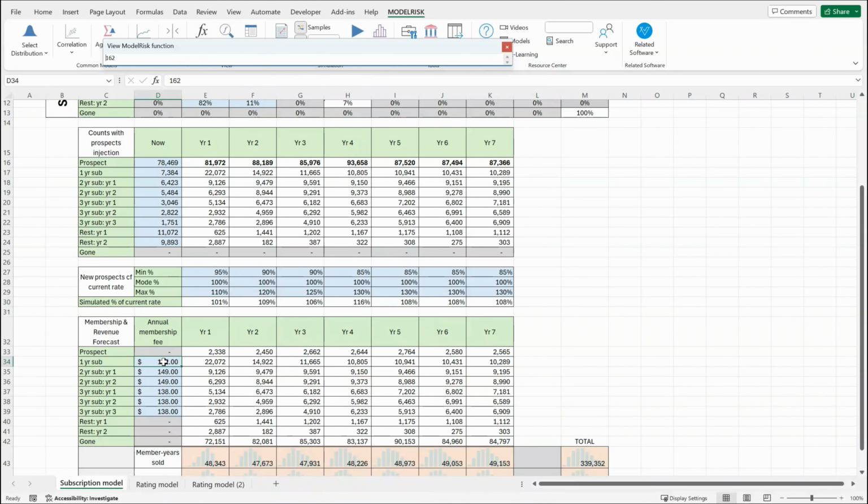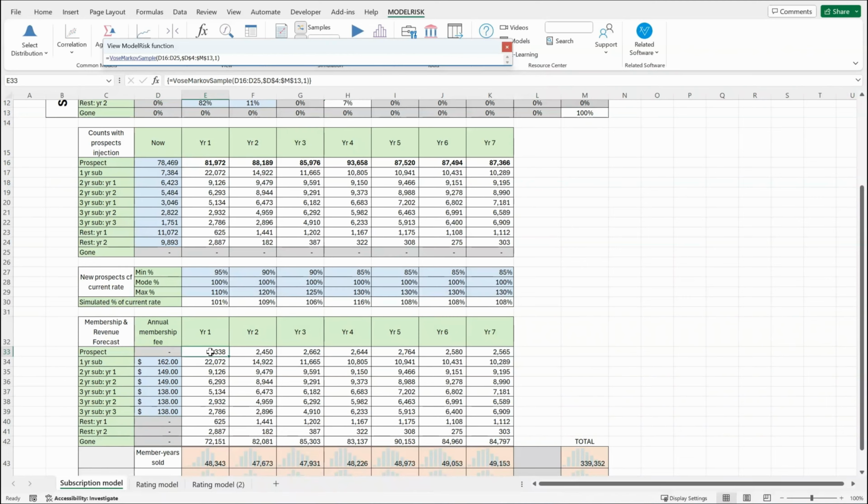If we add on the annual membership figures for each of these categories, so for a 1-year subscription, it's $162. For 3 years, it's $149 a year. For 3-year subscription, it's $138. We can build a model to forecast how many members we might have in the future and how much revenue that might be.